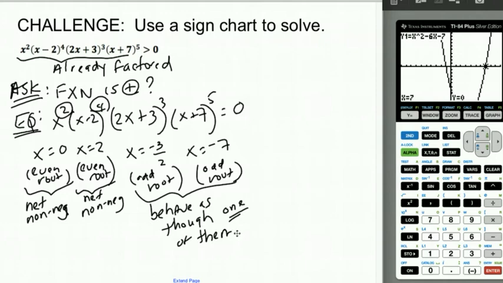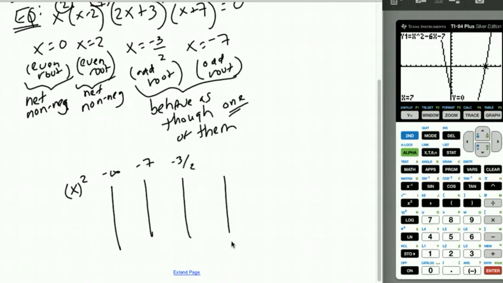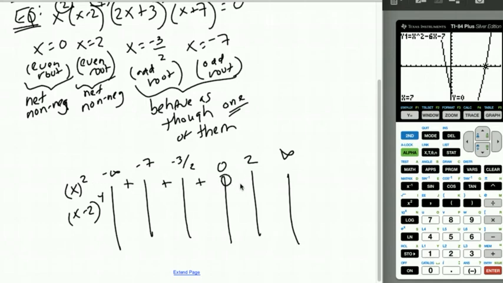So when you make your sign chart in this case, what you need to recognize is that the x squared, so we put my stuff on my sign chart, right, my negative infinity, my -7, -3/2, and 0 and 2 and infinity, right? And again, this is totally meant to be a challenge. I have my x squared. I have the x minus 2 to the 4th. Both of these are going to net positive except at the moment when they are 0, right? They're going to net positive because of that even power, because when you put something to an even power, it can't come out negative. So they're both netting positive.